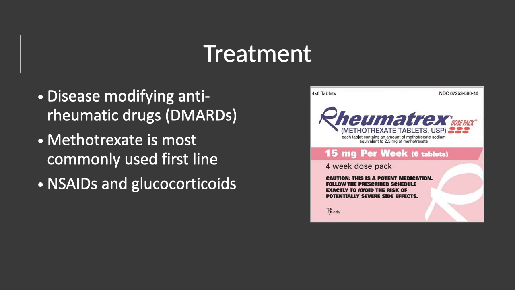NSAIDs and glucocorticoids can be used as adjuncts for pain and inflammation control as well. Biologics would be your next step after DMARDs. You can follow the guidelines set forth by the ACR to help with treatment. And this image here just shows an example of a methotrexate dose package that your patient might be put on.